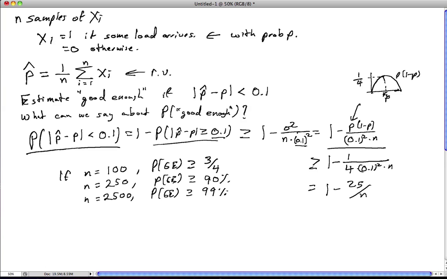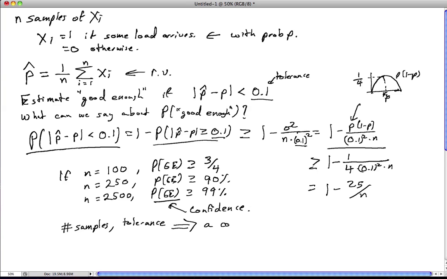So this way of using Chebyshev's inequality tells us how to go from the number of samples and the tolerance, call this the tolerance, to a confidence. The probability of being good enough, we call this a confidence. So we've seen number of samples and tolerance can be used together with a probabilistic model to give us a confidence. Now, this is the most basic way in which Chebyshev's inequality is used. What we're going to do next is we're going to twist this example around a little bit to understand more of what we can do.